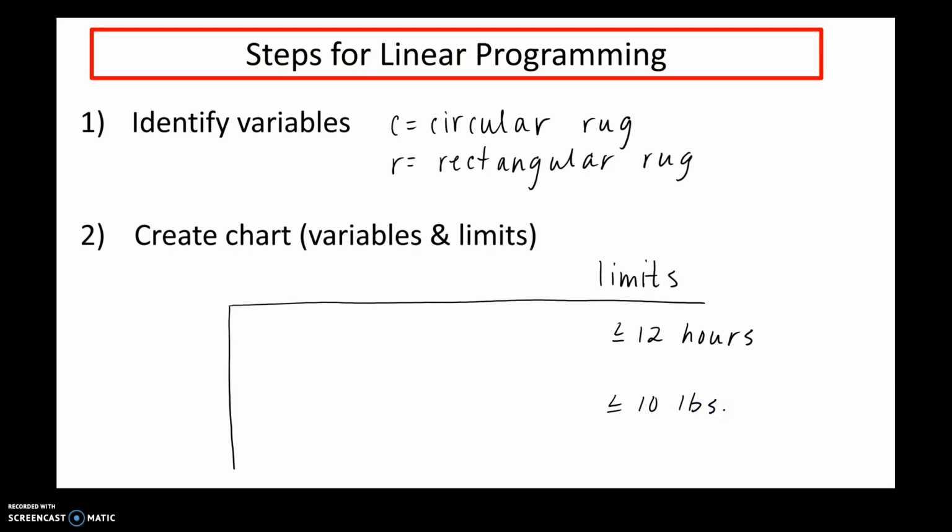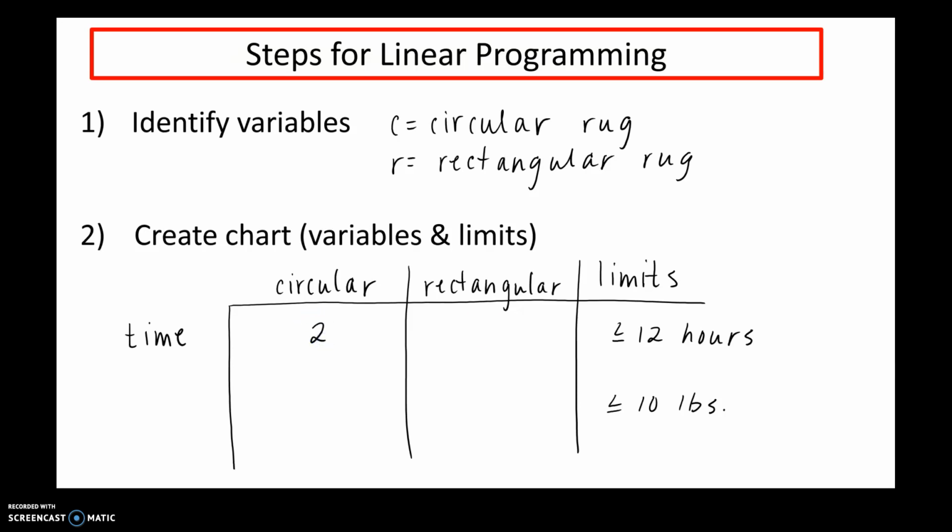And then you have at most 10 pounds of wool to create the rugs. So as you're setting up the inequalities that you're going to have to graph, where does the time come from? The time comes from creating each type of rug. So my variables here, my circular and my rectangular, these are what's changing, according to what goes into creating them. So my time, circular takes 2 hours to create each one of those, 1 hour to create a rectangular. Both rugs take 1 pound of wool, so the amount of fabric that's needed, 1 pound for circular, 1 pound for rectangular.